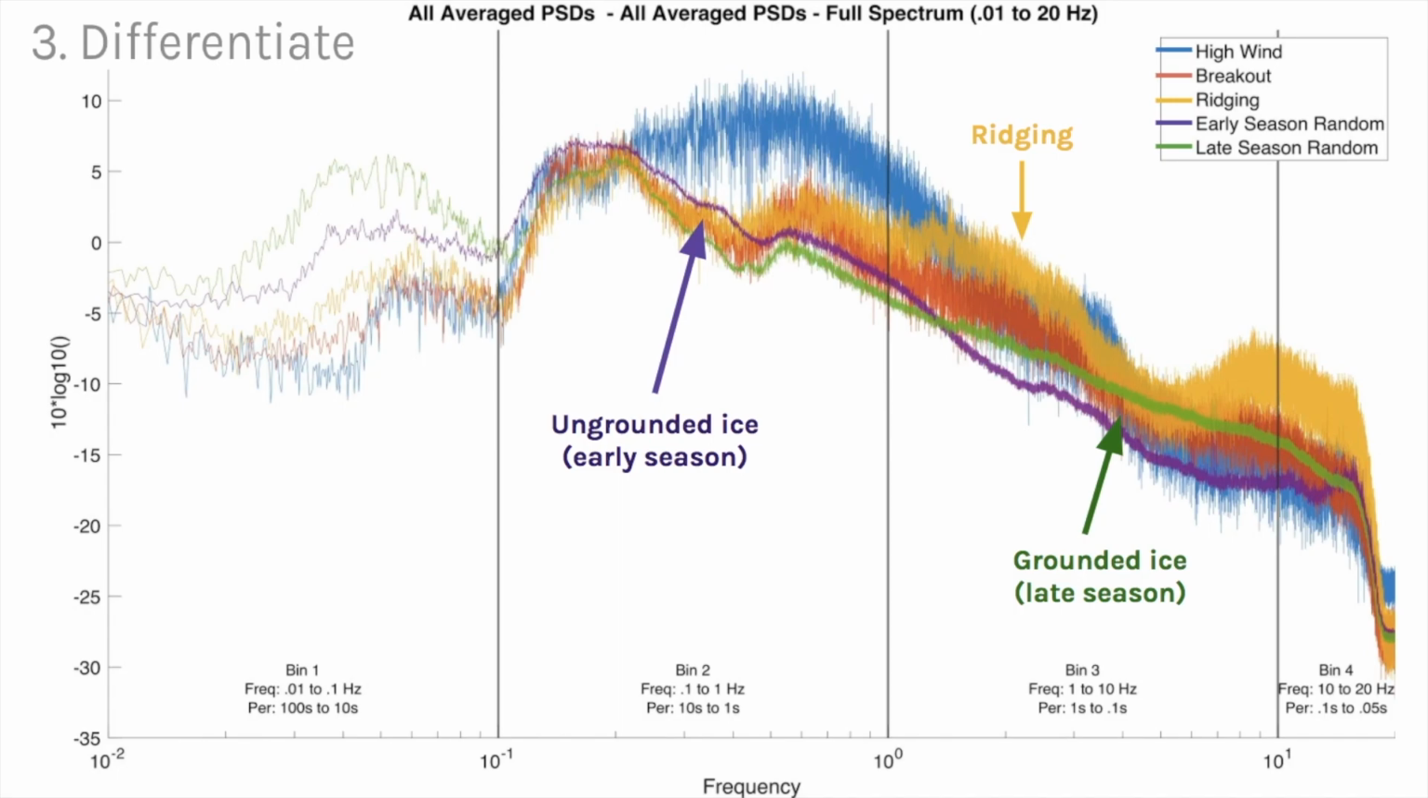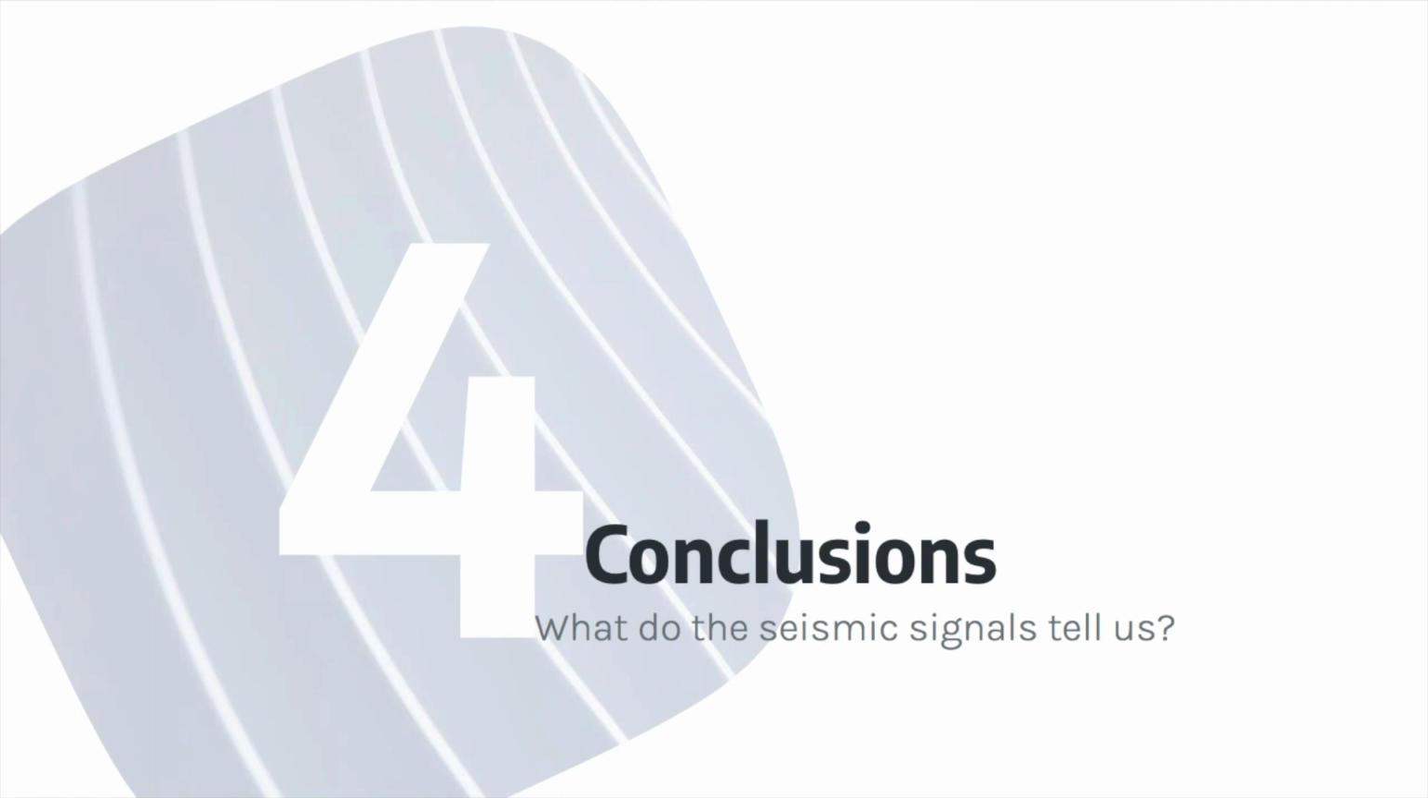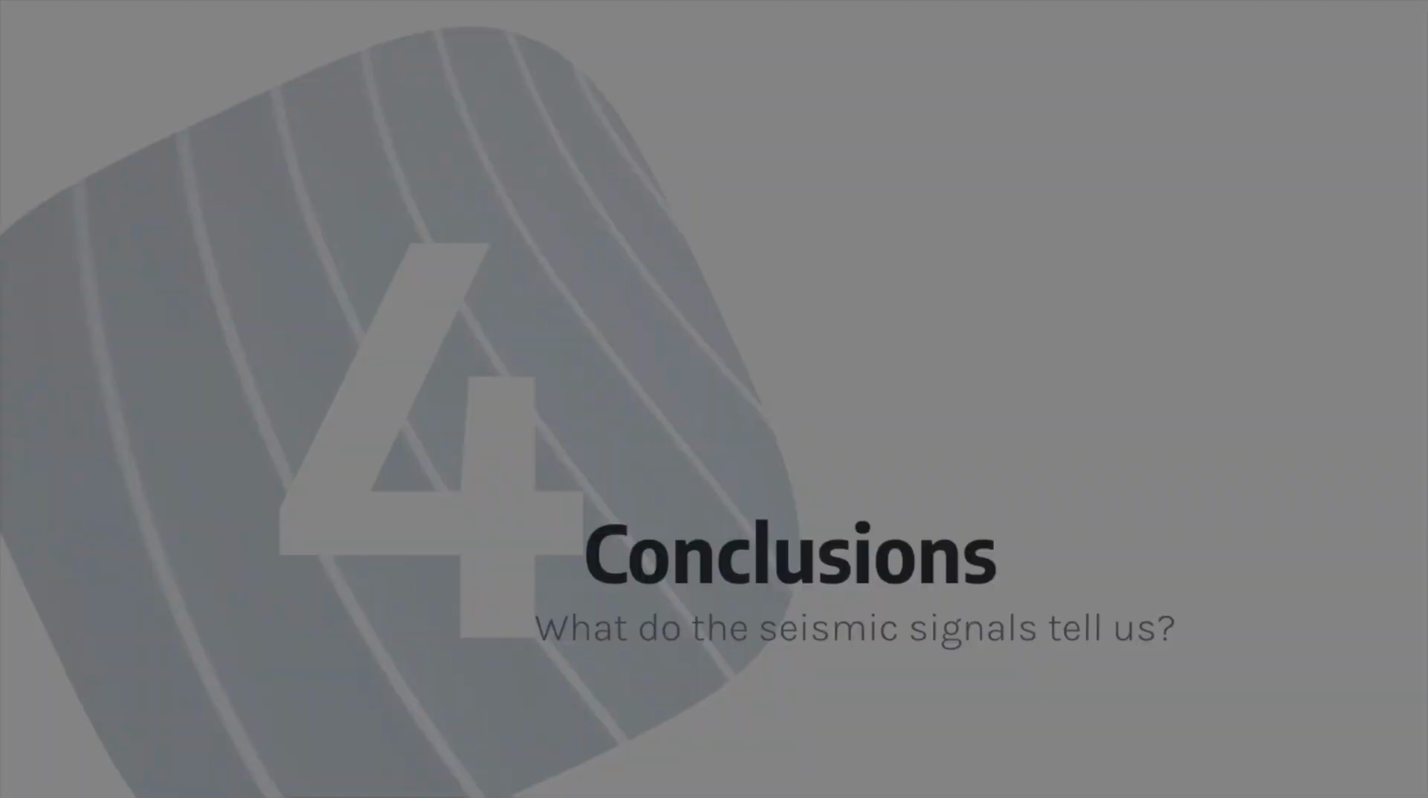Lastly, we also hoped to be able to differentiate between grounded and ungrounded sea ice signals. When you look at the background signals from early in the season, when you expect ungrounded ice, once again in purple here, and compare it to the background signal for late in the season, when ice would be grounded, we see an inverting of power across the entire spectrum. There's an inflection point around 1 Hz, but across the entire frequency spectrum, the 2 signals do not track each other.